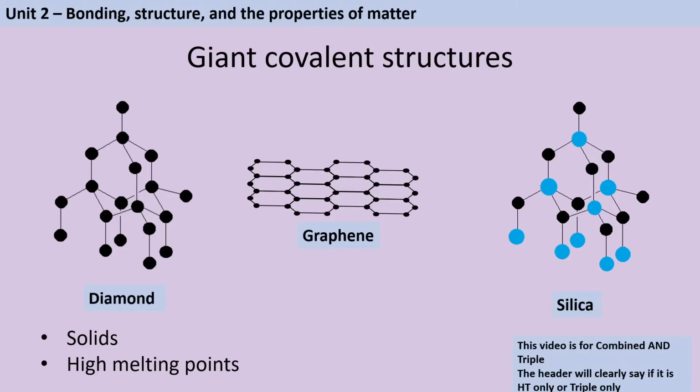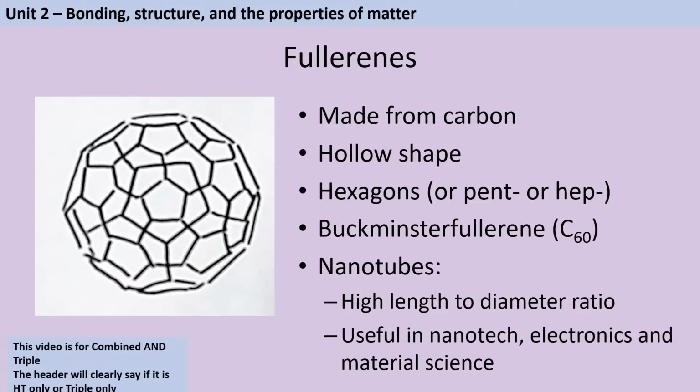Okay, so it's up for debate whether we're going to call Fullerenes a giant covalent structure or not, because it's not really very giant. This one is Buckminster Fullerene, and it's only got 60 atoms in it, but it is another way in which carbon can bond. It's usually hollow balls or tubes, usually based around hexagons, although sometimes they are rings of 5 or rings of 7. Buckminster Fullerene is the most famous one because it was the first one to be discovered. You are supposed to know the name of that.